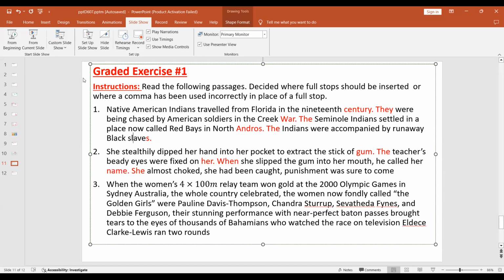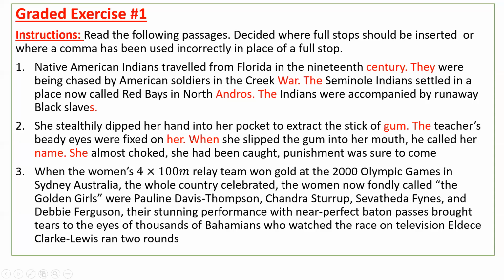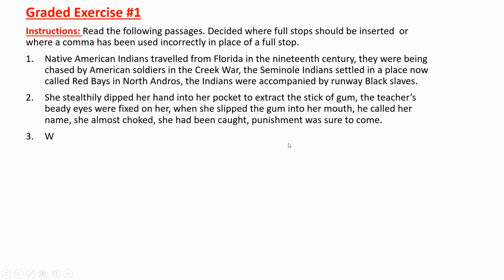I did not do that. Okay, good. You keep that because this is an independent clause: the teacher's beady eyes were fixed on her, period. When she slipped the gum into her mouth, comma, he called her name, right? So that's a dependent clause right there: when she slipped the gum into her mouth. Combine it with an independent clause: he called her name, right? Period. She almost choked. How could we correct that? She almost choked. She had been caught. Punishment was sure to come. How did y'all deal with that one?